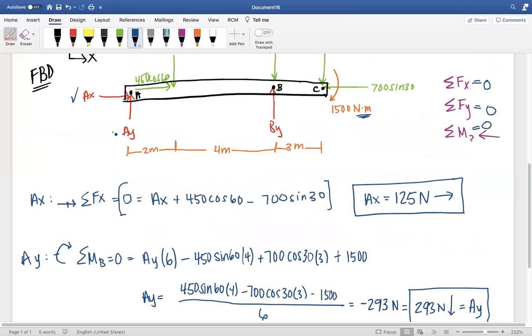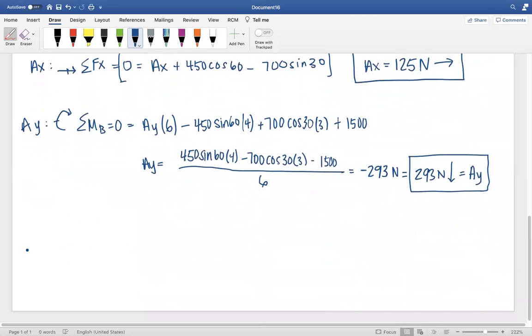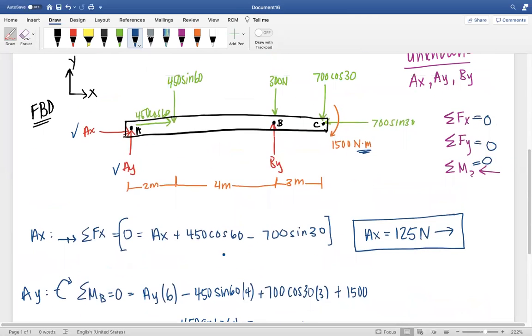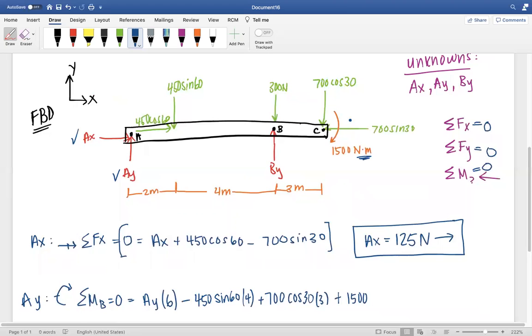So now this is a known. If you have any questions about how I got from here to here, because I kind of explained it wrong, just email me and I'll explain it again. But now that I have this AY, my only unknown left is BY. So to solve for BY, I can take the sum of the forces in the Y direction equaling 0. Again, my convention is that positive is upwards. So now I just take the sum of the forces in any vertical direction.